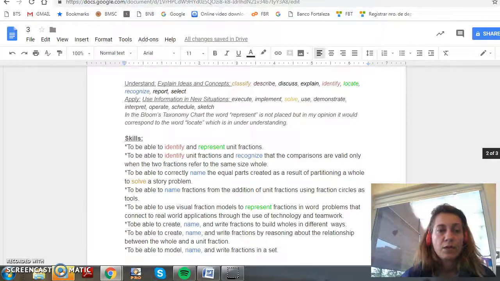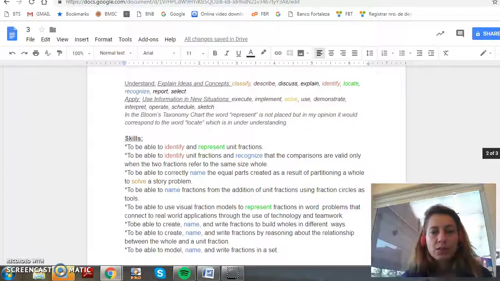So they are to be able to identify and represent unit fractions, to be able to identify unit fractions and recognize that comparisons are valid only when the two fractions refer to the same size whole. This is referring to the second standard actually. To be able to correctly name the equal parts created as a result of partitioning a whole to solve a story problem. Again, this is the second standard. As you can see, in the apply, we have solve, and this is applying to the second standard.